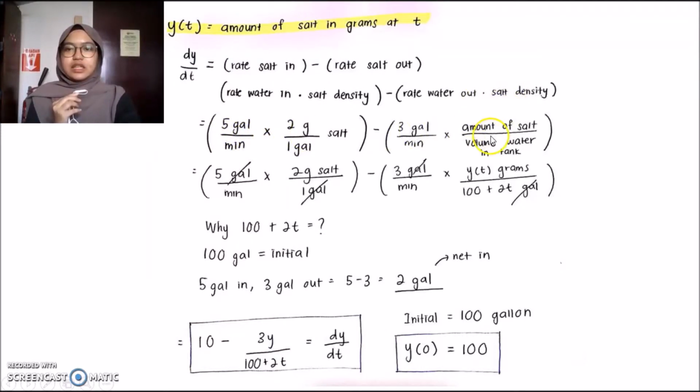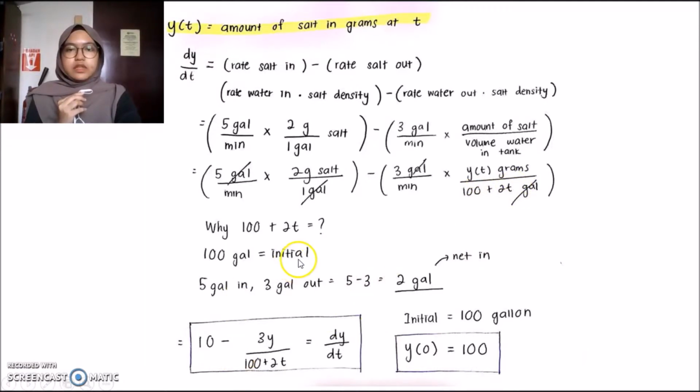For the salt density output, we don't know the value. So it's the amount of salt divided by the volume of water in the tank. We write that as y(t) grams over 100 plus 2t gallons. So why 100 plus 2t? Because our initial volume of water is 100 gallons. The flow rate is 5 gallons in and 3 gallons out, so 5 minus 3 is 2 gallons net input of water. That's why we write it as 100 plus 2t.